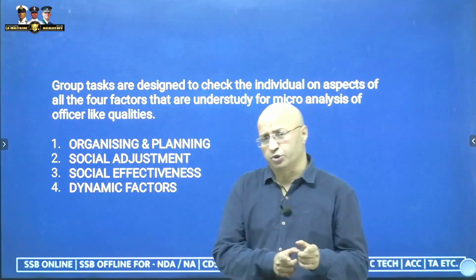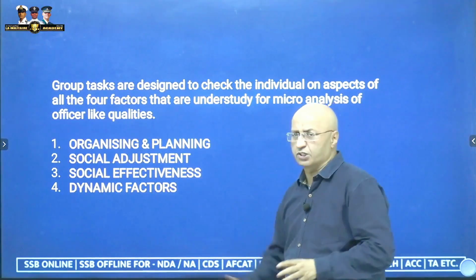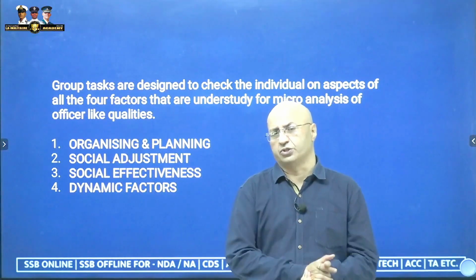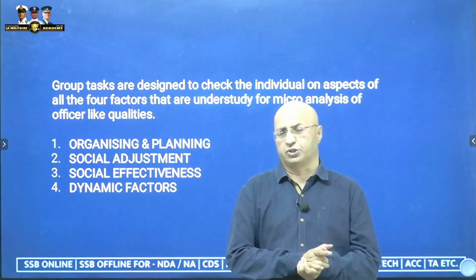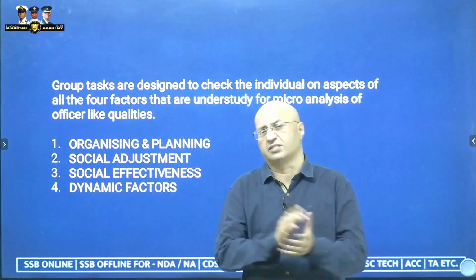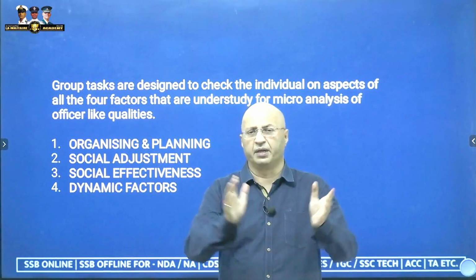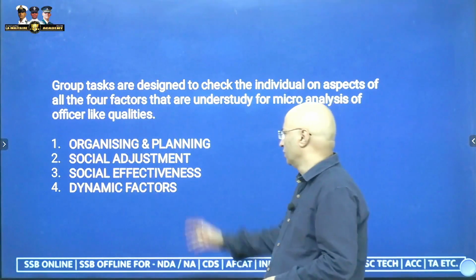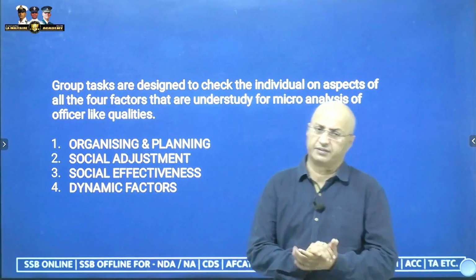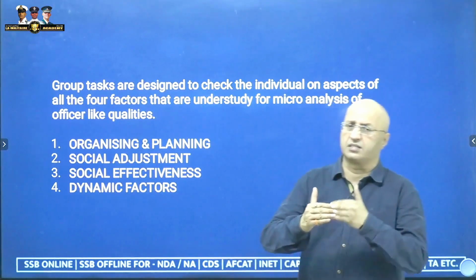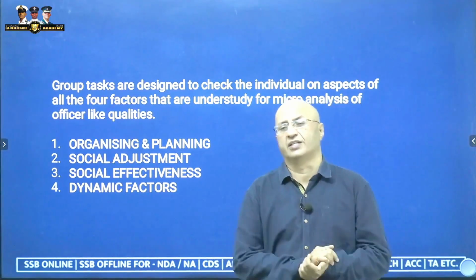So if you don't have issues, your social adjustment is good. In the progressive group task, everybody would like to listen to you and would love your attitude, because already in the barracks and other places they've seen that you're a nice guy. You don't mean bad for others. So if you don't mean bad for others, they're happy with you. Then we come down to social effectiveness. Now what do you mean by social effectiveness? It is the second step to social adjustment.